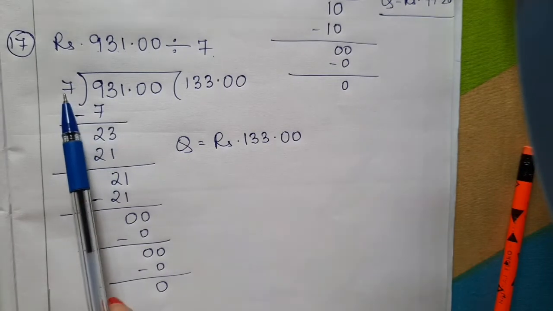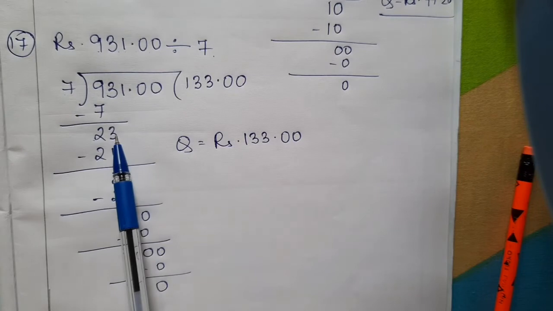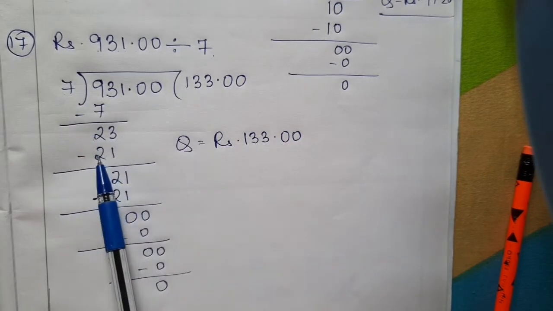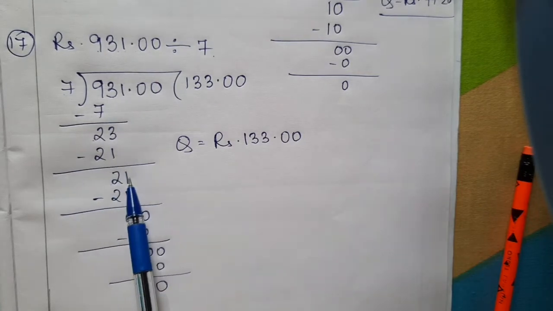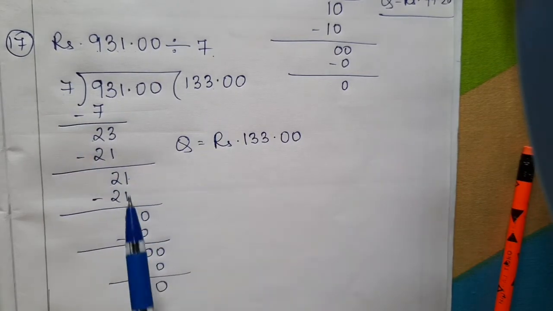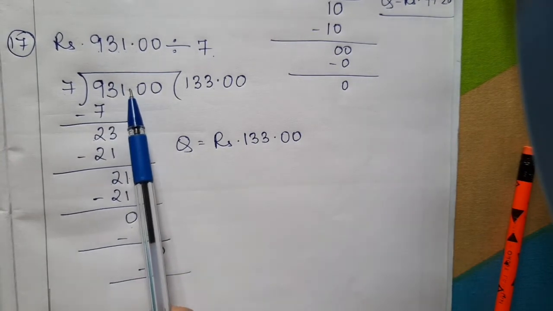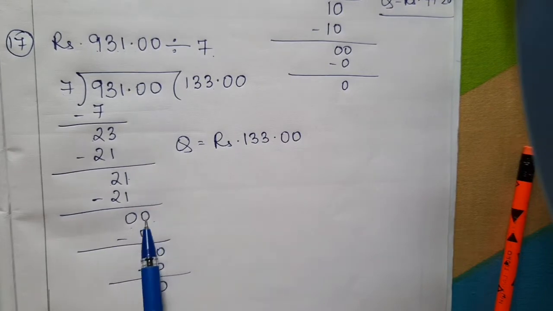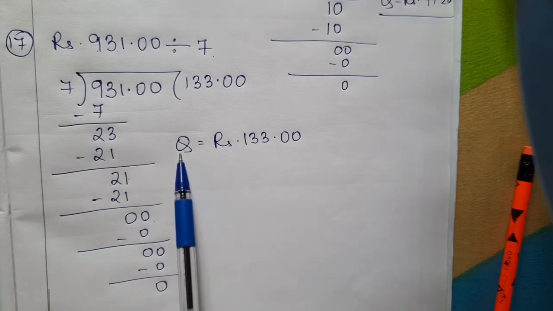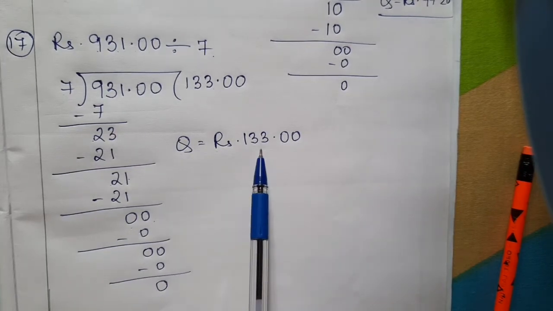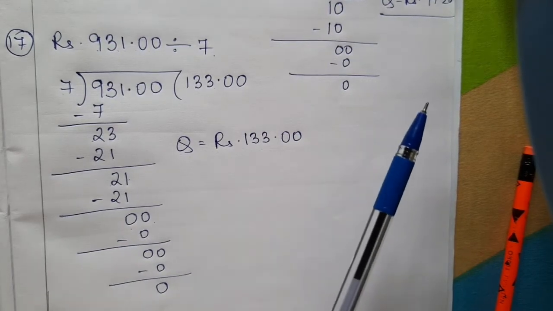Okay. 7 ones are 7. Minus 2. Now this 3 will come down. 7 threes are 21. 23 minus 21 is how much? 2. Now this 1 will come down. 7 threes are 21. 0. Now I have to bring this 0 down, right? So take this point and put it here, and then bring the 0 down. 7 zeros are 0, and then 7 zeros are 0. So our answer becomes rupees 133.00 pies. Alright. Now let's solve another question.